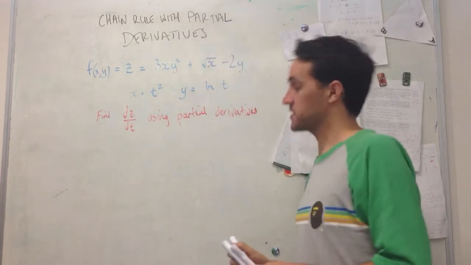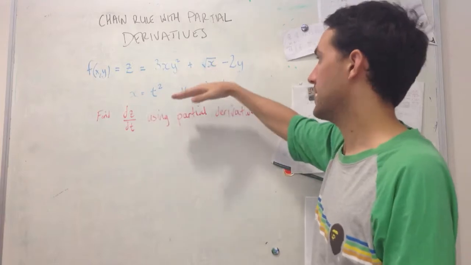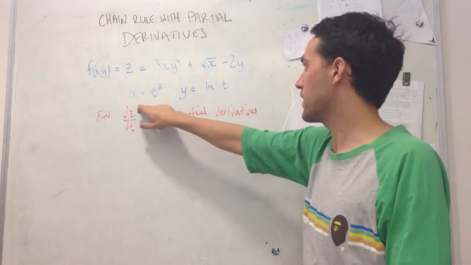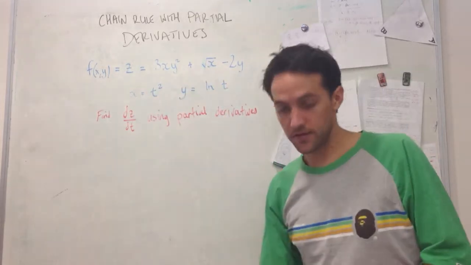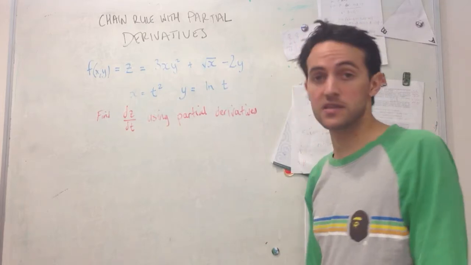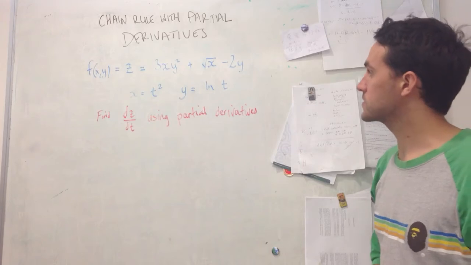The reason why I specify using partial derivatives is because one thing we could actually do is just substitute our values of x and y, in terms of t, into this function, make it an explicit function z of t, which would then just be a single variable, and do it in that way. But for the moment, let's use these partial derivatives.